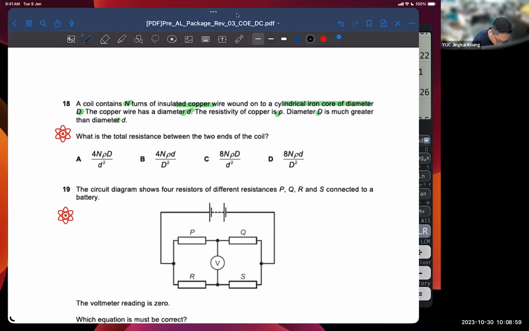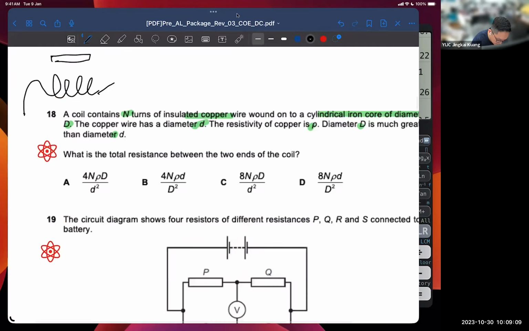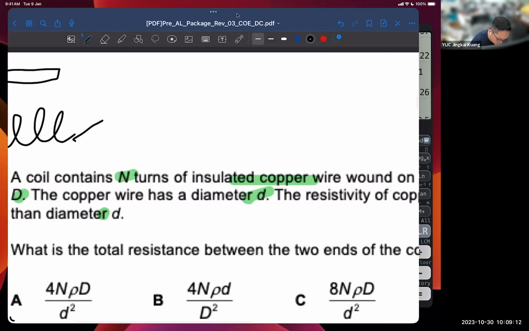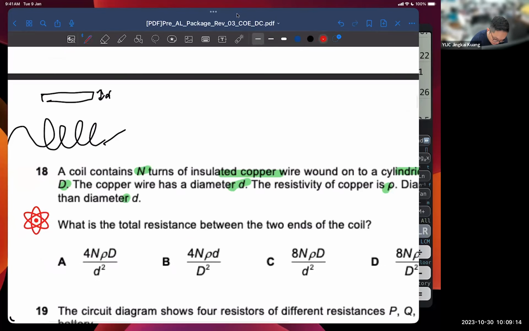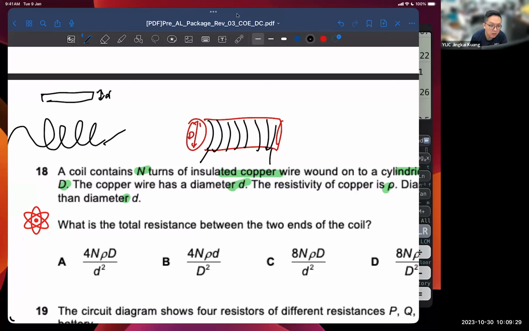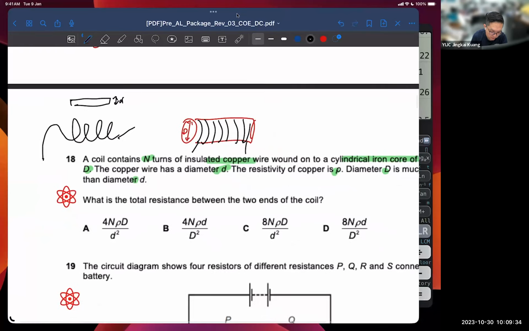So you have a cable. This cable has a diameter of d. Then you take a coil, like a toilet roll, like that. This has a diameter of capital D. You take this wire and coil it around it, and you have two leads. So this one you want to work out the total resistance.